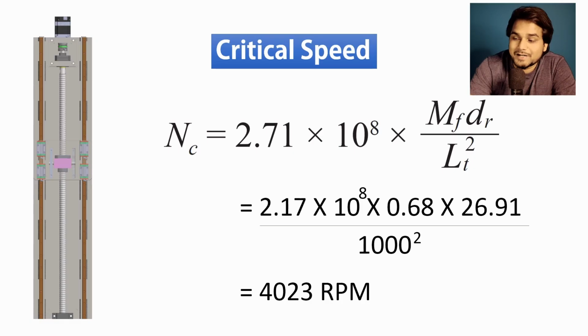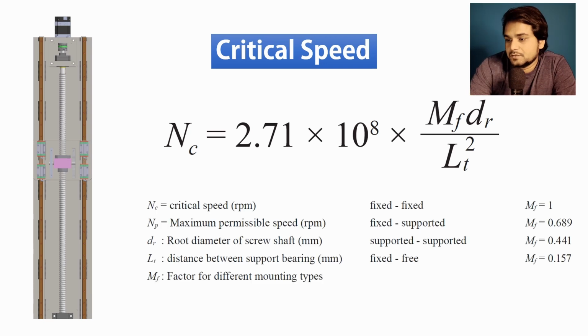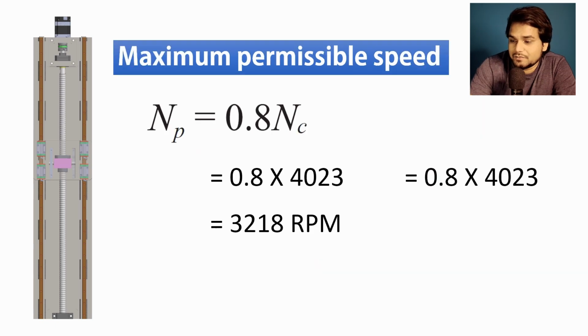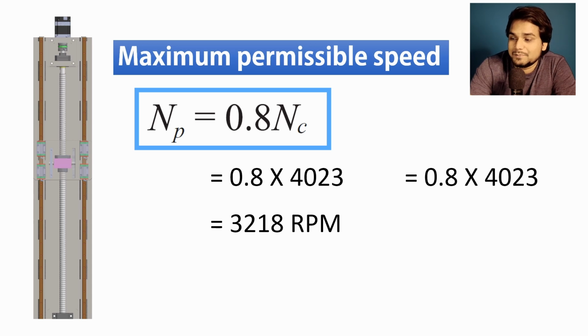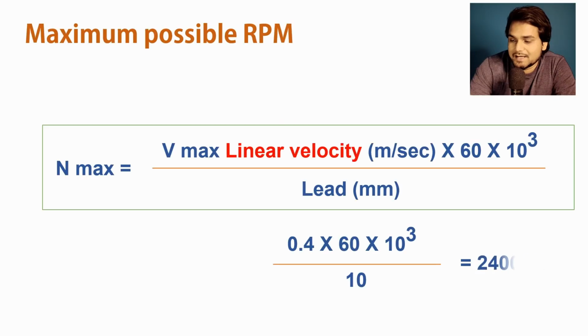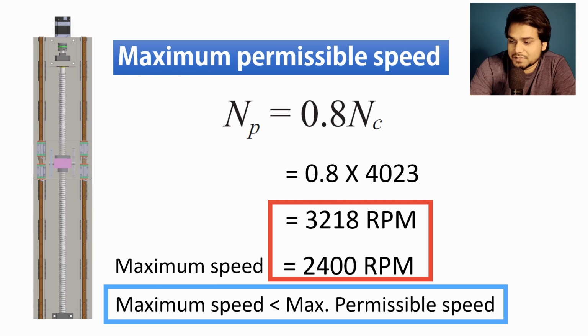So if you calculate the critical speed, it will become 4,023 rpm. So the maximum permissible speed at which resonance will not occur, we can use this formula. Np is equal to 0.8 multiplied by the critical speed, and this will become 3,218 rpm. And our calculated maximum speed of the ball screw is 2400 rpm, which is much lower than the permissible speed, meaning our selection is okay.